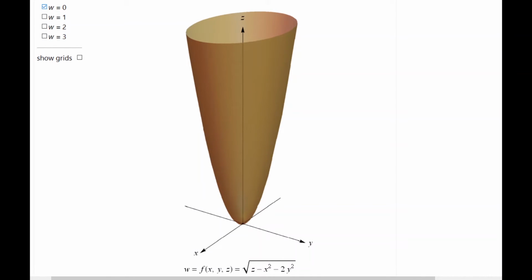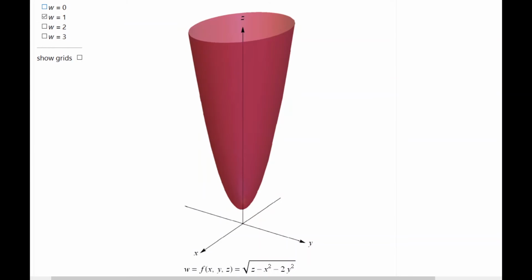What you're seeing there is in the domain. That is not the function. Okay? The function is represented by the color, actually. So anywhere on this brown object, the function equals 0. And what about when w equals 1? So where does the function equal 1? It equals 1 on that reddish pink paraboloid.